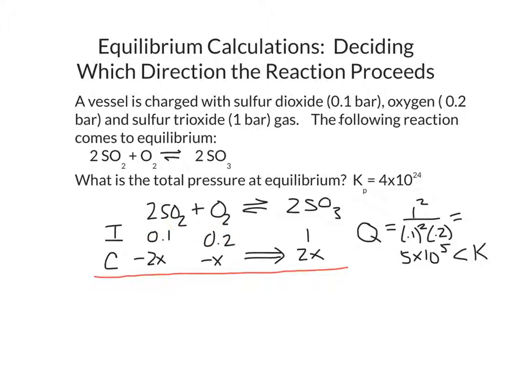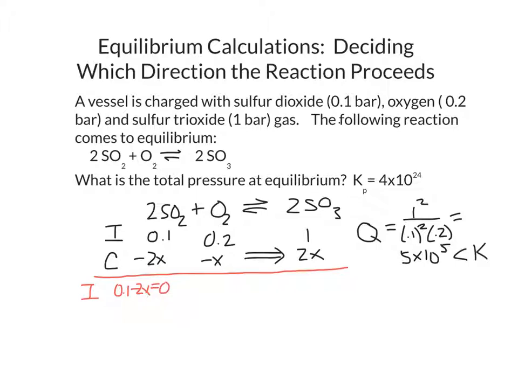In this case, I can tell by inspection because I need twice as many sulfur dioxides as I do oxygens, and I have less sulfur dioxide than oxygen. So sulfur dioxide is going to be my limiting reagent, which means I'm going to use up all of my sulfur dioxide. And so I'm going to end up with 0.1 minus 2x is equal to 0 because I use up all of my limiting reagent.